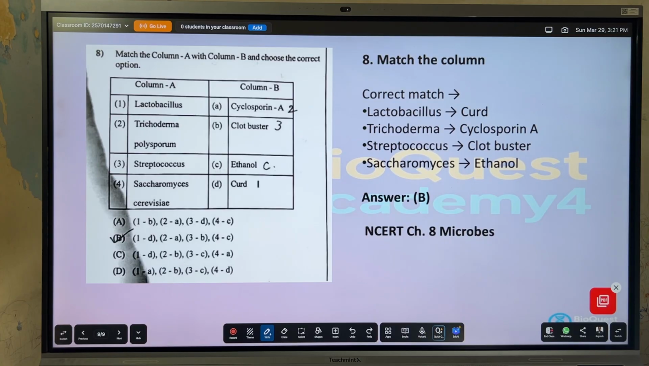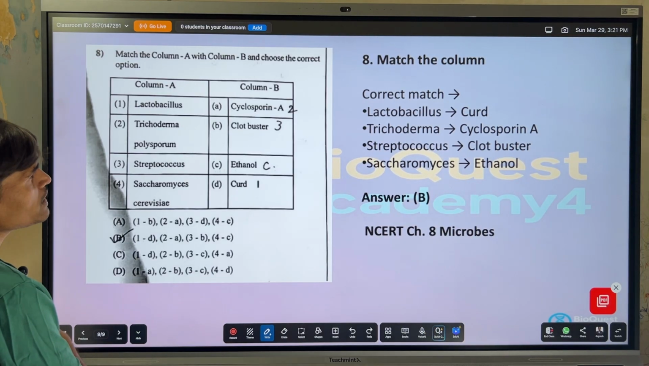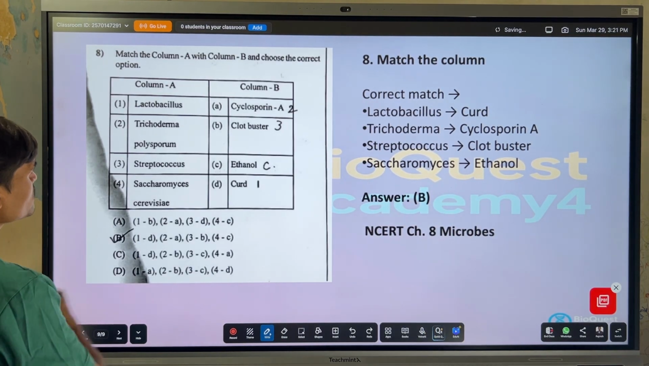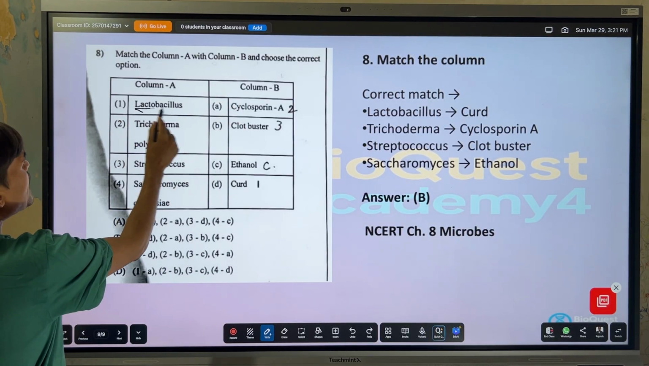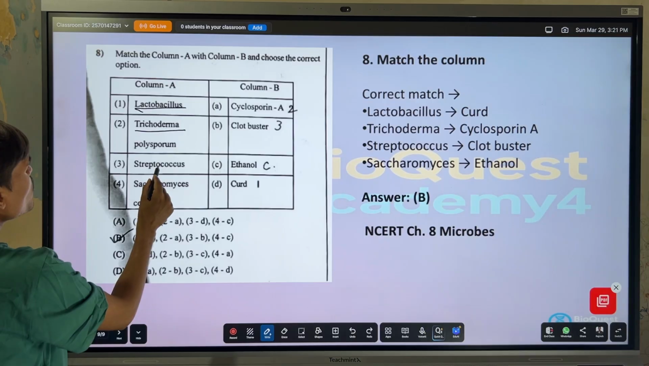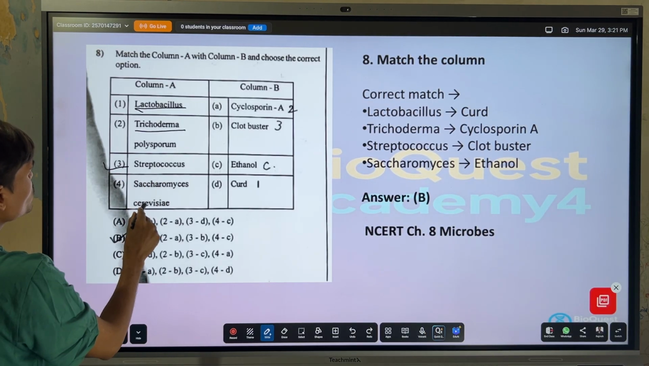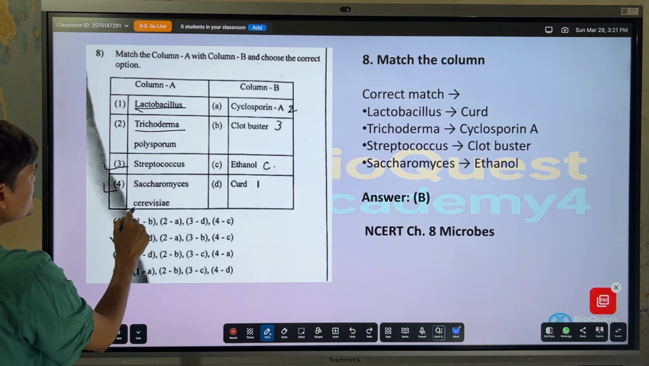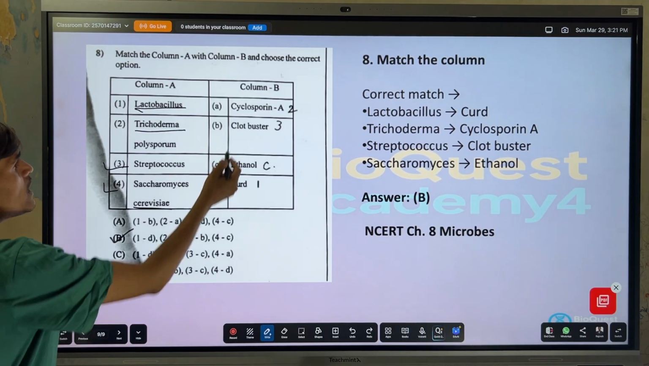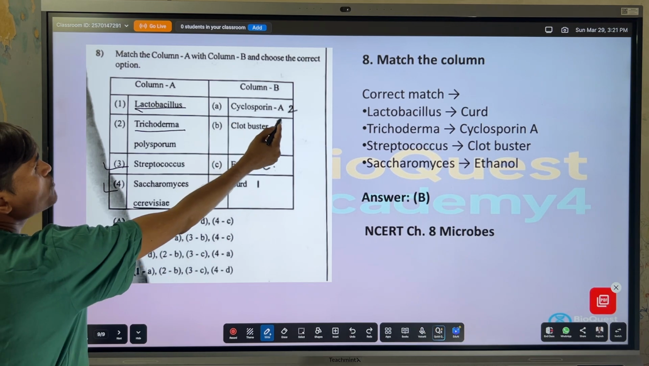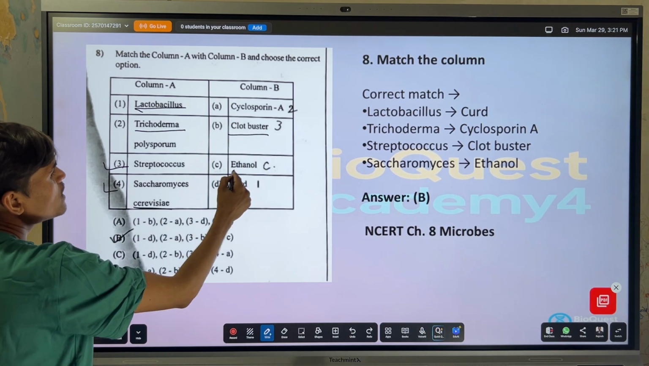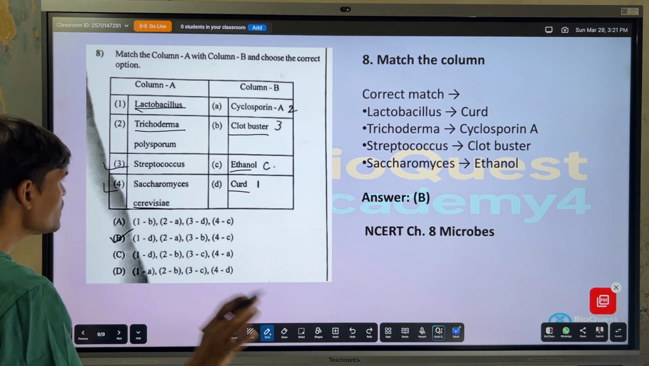Next question. Question number 8. Here, match column A with column B and choose the correct option. Column A, column B, let's just see. Lactobacillus, Trichoderma, Polysporum, Streptococcus and Saccharomyces cerevisiae. These are the options. And over here, A, B, C and D: cyclosporin A, clotbuster, ethanol and curd.